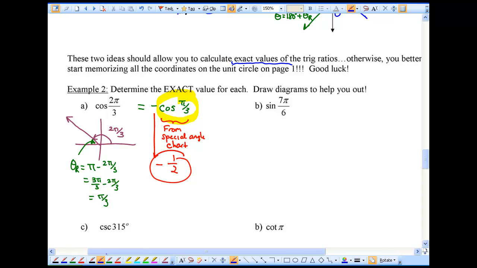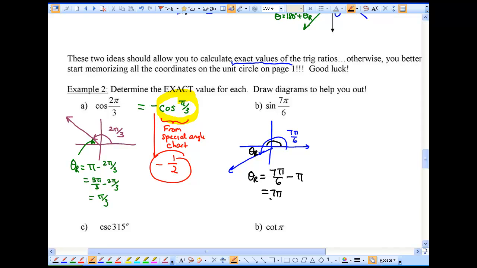This one is where, once again, you gotta figure out where 7 pi over 6 is. The hardest part sometimes with these radians is figuring out which quadrant it is. This, of course, is more than pi, so I'm thinking it's going to be in quadrant 3. And once again, I want to find theta r. Theta r in quadrant 3 must be that whole angle, 7 pi over 6, take away that angle of pi, right? Because this is pi.